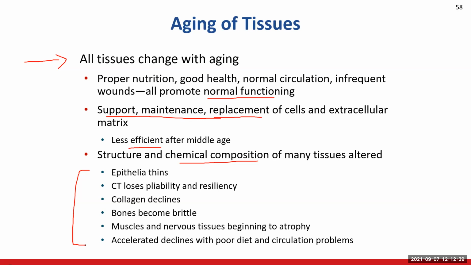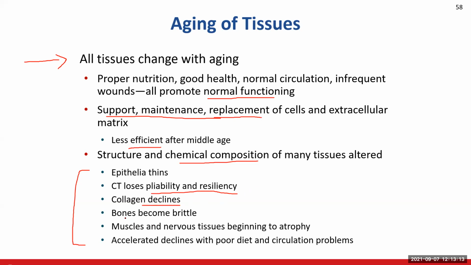The connective tissue that sits in the deeper layer of the skin loses its pliability and resiliency. What does that mean? Your skin becomes less adaptive to stretching and recoiling. Part of that has to do with the fact that the levels of collagen, which is a protein fiber, decline. You have less collagen, which is the protein fiber that offers a lot of strength and resiliency to the tissues that it's found in. You find a lot of it in your skin.